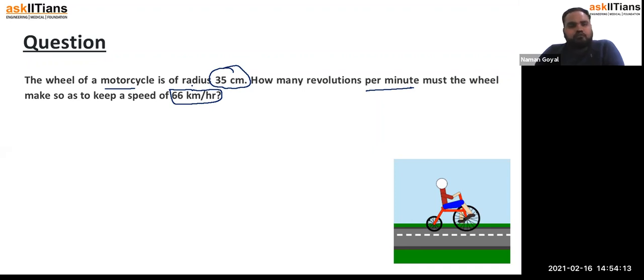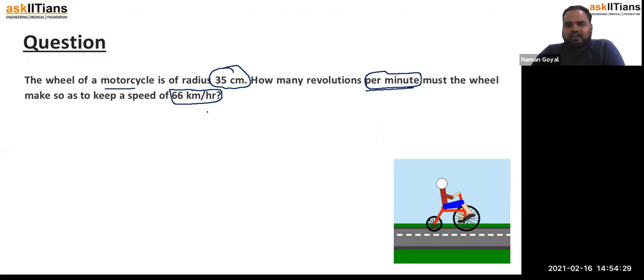So what we have to do is find out how much distance it wants to cover in 1 minute, because the question is asking for 1 minute, right? The question is asking how many revolutions it will cover in 1 minute.